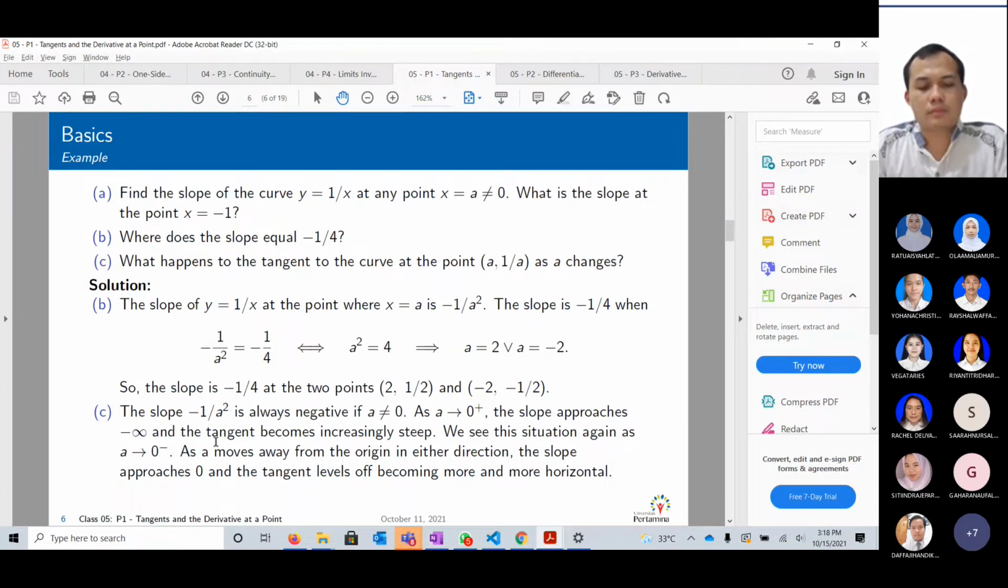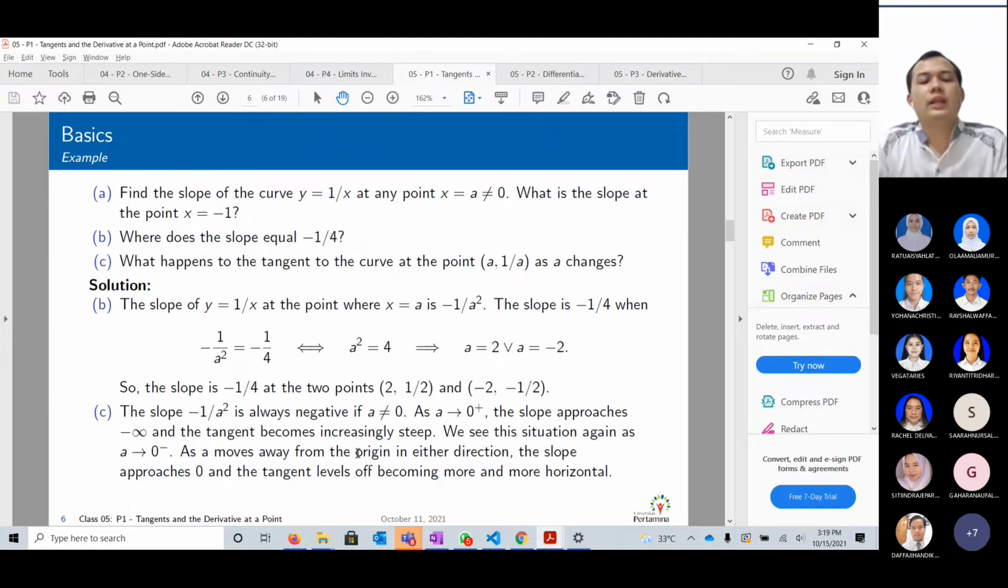Nggak ngerti, Sir. Maksudnya gimana, Sir? Yang barusan tadi, Sir. Yang itu origin. Oke, saya jelaskan full dalam bahasa Indonesia, oke? Origin itu artinya adalah titik 0,0. Ya. Untuk ini bisa dipahami?